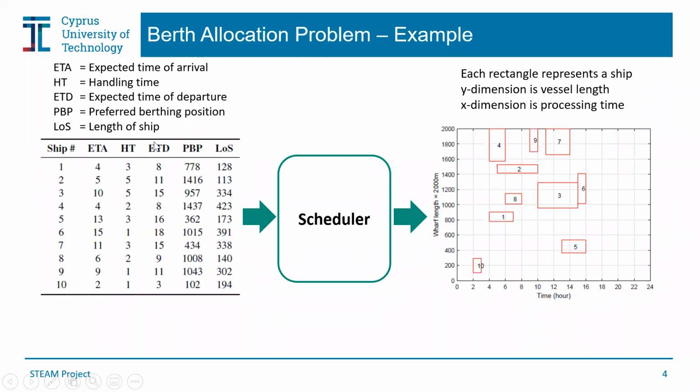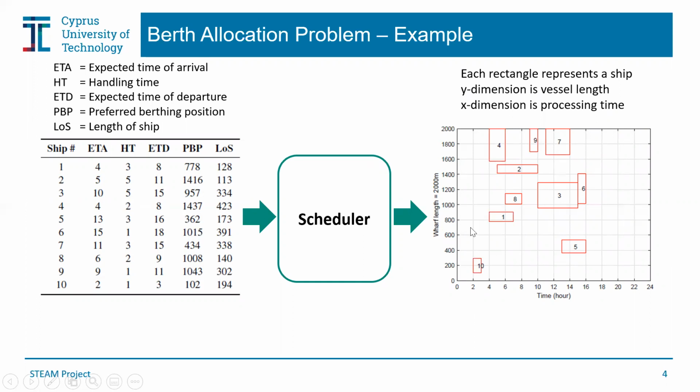So this is an example of the berth allocation problem. While solving the berth allocation problem, we will have a data set like this. We must have against each ship the expected time of vessel arrival in hours, handling time in hours, ETD expected time of departure, PBP preferred berthing position, and the last column shows length of ship, which is in meters. We will implement our proposed algorithm on this data set, and we will have a solution like this.